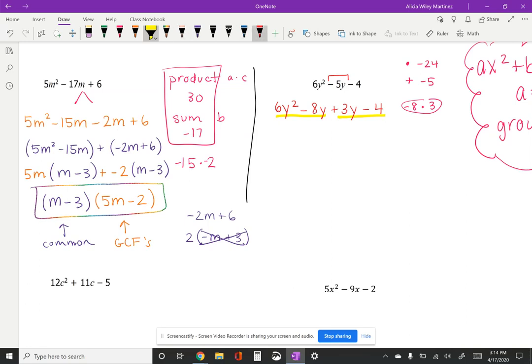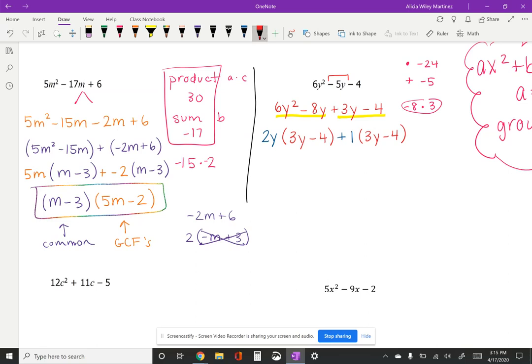So looking at the first two terms, the GCF would be a 2y. If I divided out a 2y from those two terms, I would be left with 3y minus 4. Taking the GCF out of these two terms would be a GCF of 1. I had mentioned in my other video that if you don't have a GCF, the only GCF that you can take out is a GCF of 1. I'll explain why that's important in the next step.